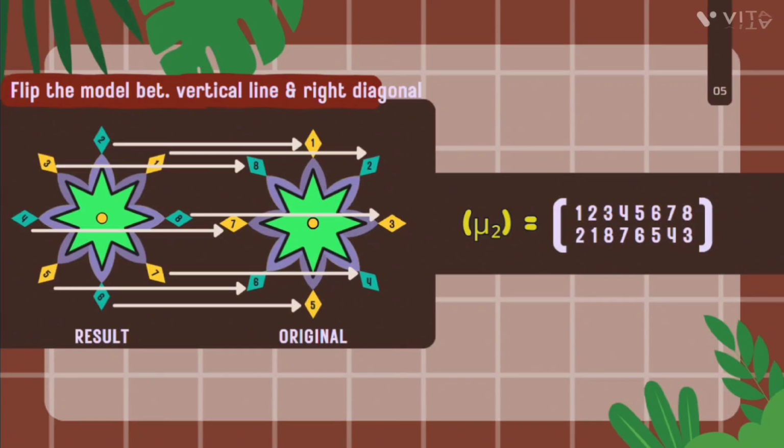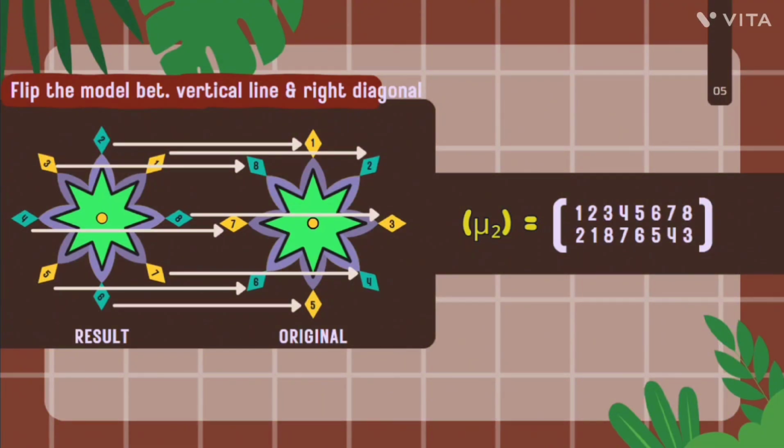Next, we have here the mu sub 2. So this is the result after flipping the model between vertical line and right diagonal. We have 2 maps to 1, 1 maps to 2, 8 maps to 3, 7 maps to 4, 6 maps to 5, 5 maps to 6, 4 maps to 7, and 3 maps to 8.